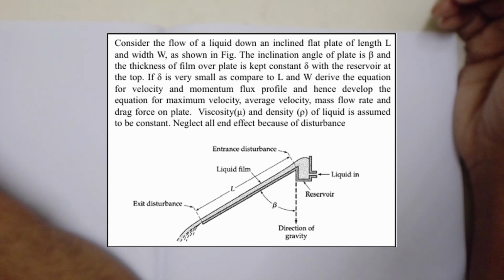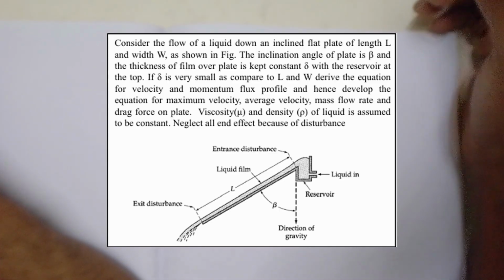If delta is very small compared to length and width, derive the equation for velocity and momentum flux profile and hence develop the equation for maximum velocity, average velocity, mass flow rate and drag force on the plate. Viscosity and density of the liquid are assumed to be constant. Neglect all effects because of disturbances.